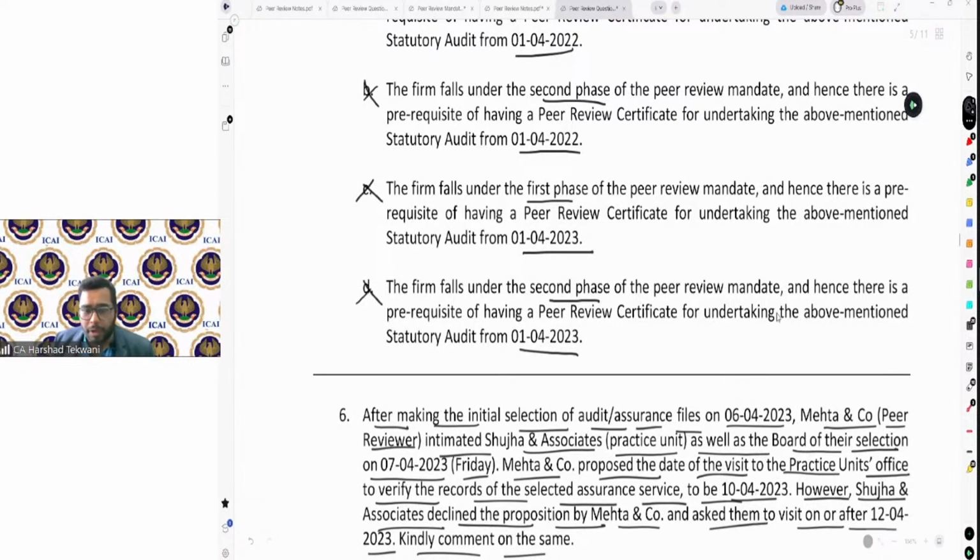Come on, guys. Is this correct? In this question, you need to answer on two things. One, whether the proposition by the Mehta and company to visit the office on 10/4/2023 after selecting and communicating the samples on 7/4/2023 is correct. Number two, whether the suggestion by the Suja and company to visit on or after 12/4/2023 the office for the review of samples is appropriate or not.